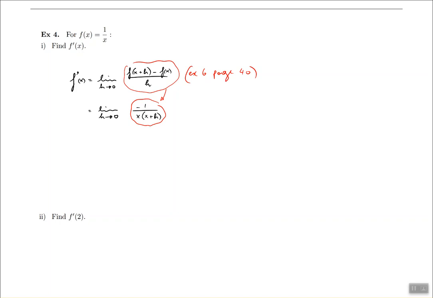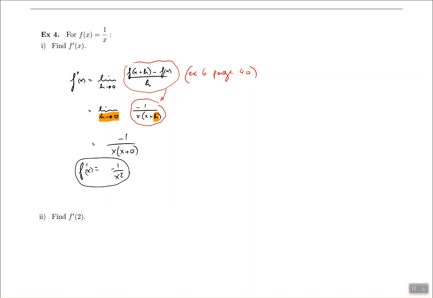Now, all I have to do at this point is remember that h is going to 0, so the h right there needs to be replaced with 0. And when I do that, I end up with negative 1 over x times (x plus 0), which is the same thing as negative 1 over x squared. So in other terms, the f prime of x in this problem is negative 1 over x squared. That's the derivative of the function f of x.